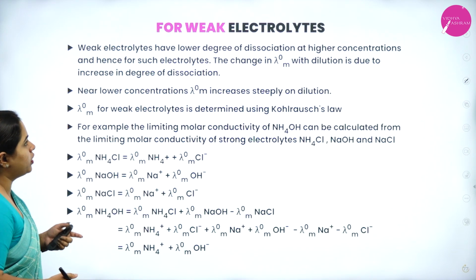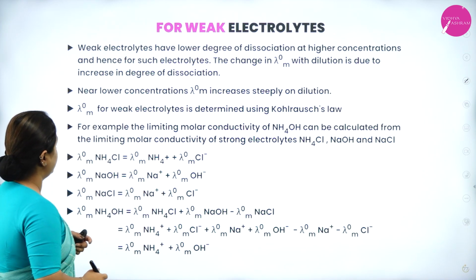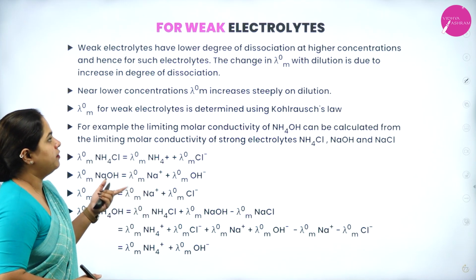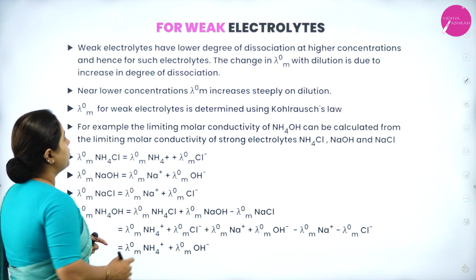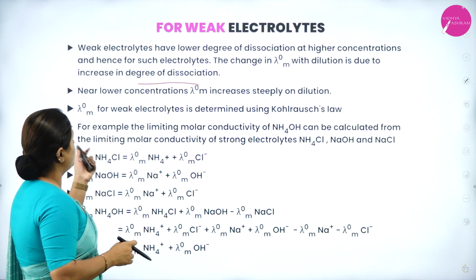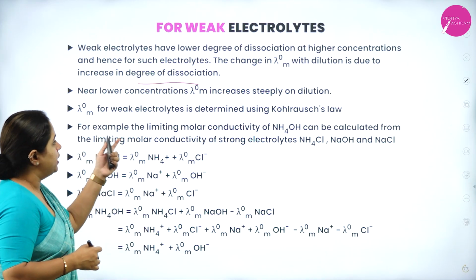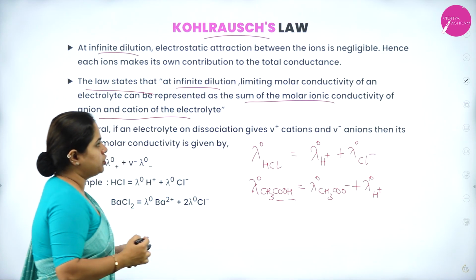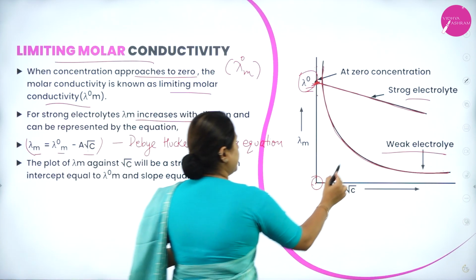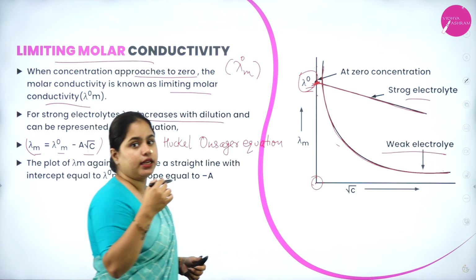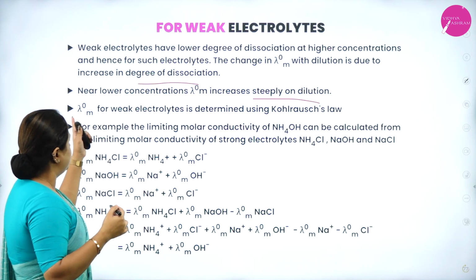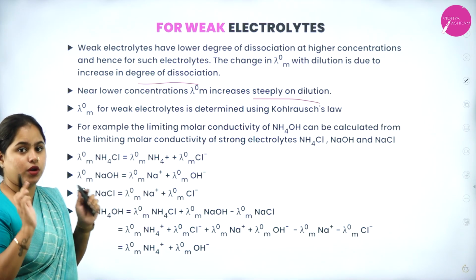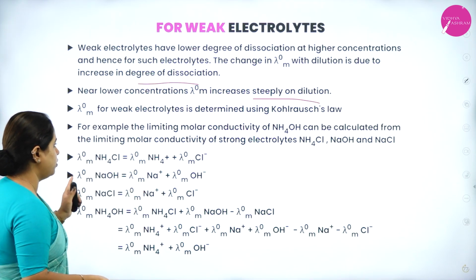Weak electrolytes have lower degree of dissociation at higher concentration, and hence for such electrolytes, the change in molar conductivity with dilution is due to increase in degree of dissociation. So, near lower concentrations, molar conductivity increases steeply on dilution. We can see in this graph that it is going to steeply increase with high increase in dilution. Now, the limiting molar conductivity for a weak electrolyte is determined using Kohlrausch's law. How we are going to calculate it is what we are going to see here.